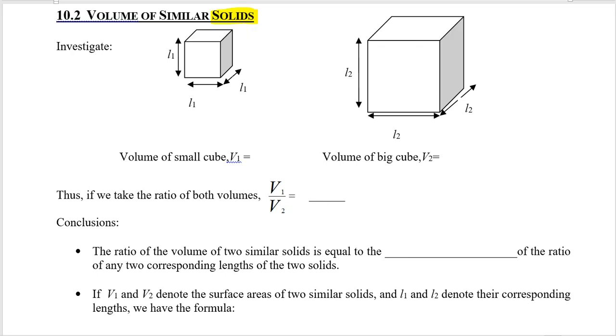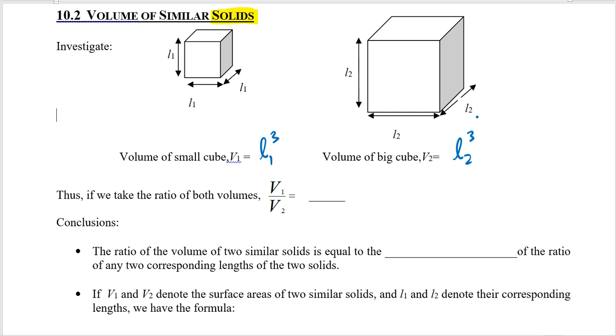Now let's look at these two solids, and in this case, the investigation is two cubes. Cubes have three dimensions that are the same, so therefore, they are similar. Now, to find the volume of the small cube, since the length given is L1, the volume will be L1 cube. If you look at the big cube, each length is given to be L2, so to find the volume, this will simply be L2 cube.